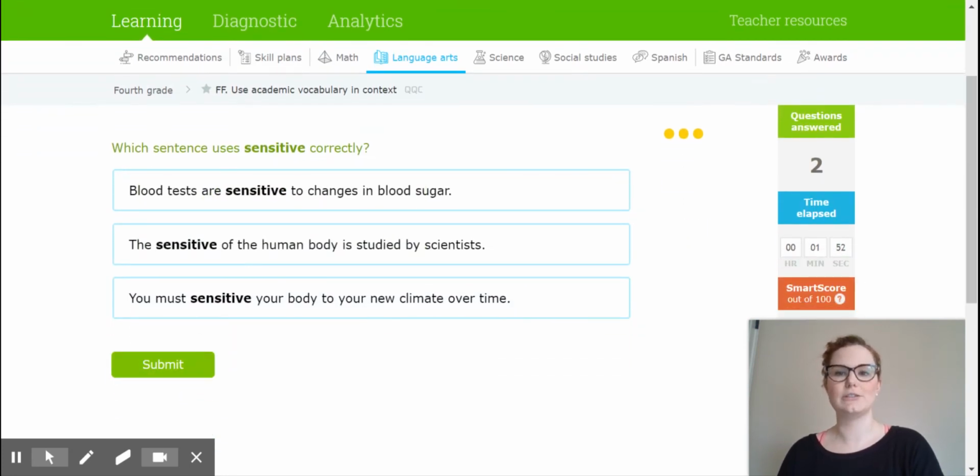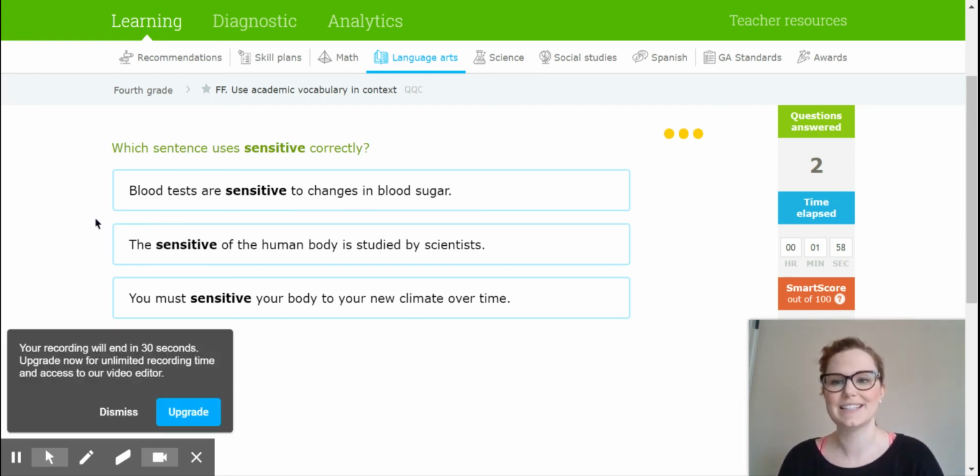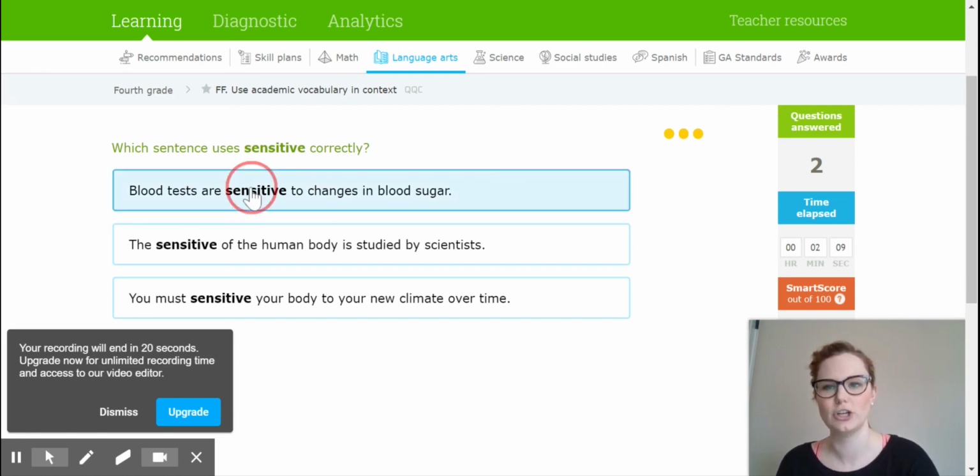So which sentence uses sensitive correctly? Blood tests are sensitive to changes in blood sugar. The sensitive of the human body is studied by scientists. You must sensitive your body to your new climate overall. Well, the tiniest amount would be the change in blood sugar. So that's the one I'm going with.